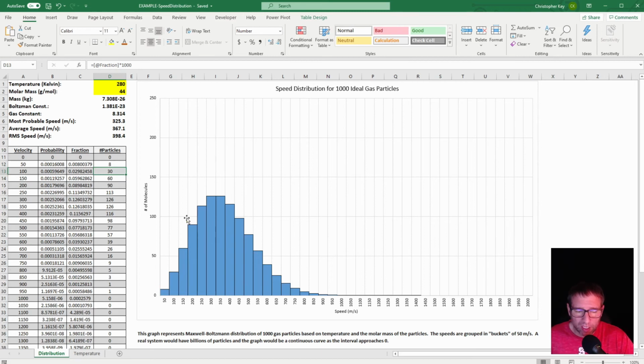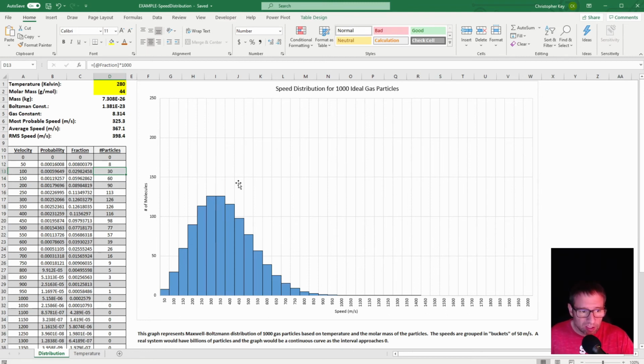There's probably particles moving at all different speeds, but in order to simplify this, this is a statistical method where you put everything into buckets. So everything between 100 and say 150 would go in the 150 bucket. Everything between 50 and 100 would go in this 100 bucket. Of course, in a real system, you would have billions upon billions of particles, and you could make your buckets nearly infinitely small, and this curve would start to smooth out as those buckets get smaller and smaller and your particle count gets higher and higher.